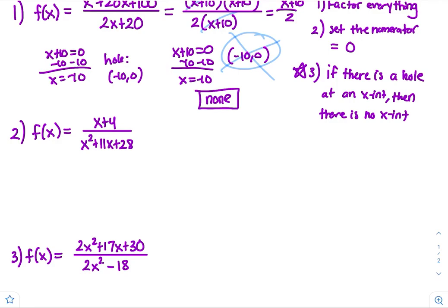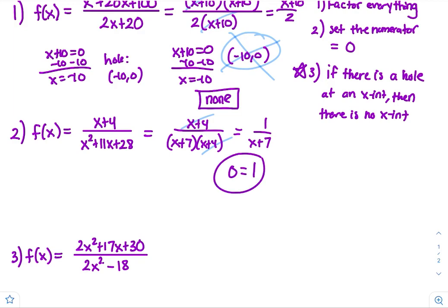Let's take a look at number 2. Factor out everything. The bottom, using your x method, is going to be x plus 7 times x plus 4. We cancel out top and bottom, and we get 1 over x plus 7. Now, you set the numerator equal to 0, but look, 0 cannot equal 1. So that's a false statement. So for our x-intercept here, we're going to have none.